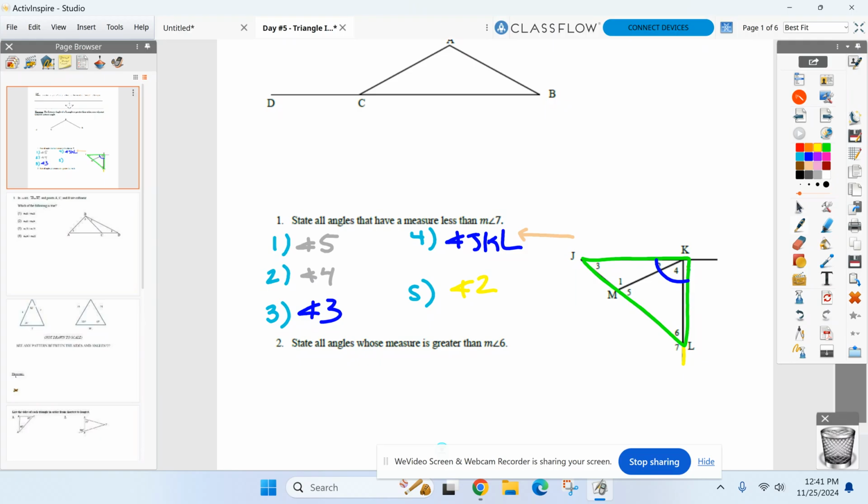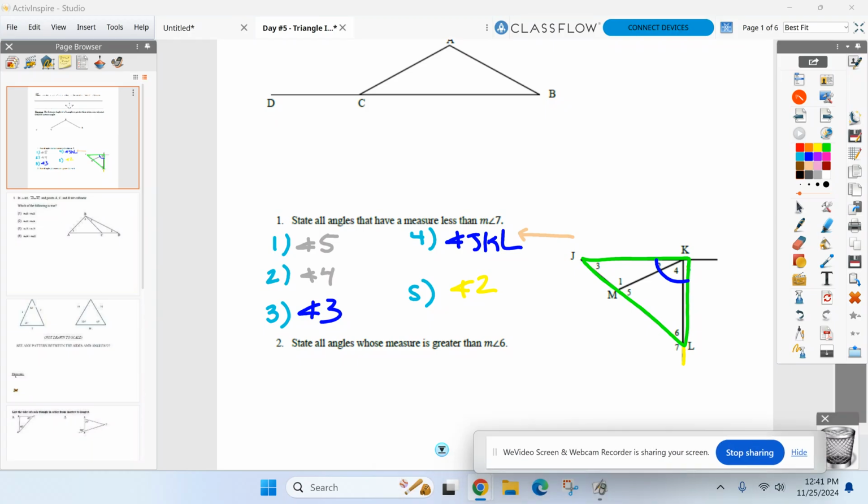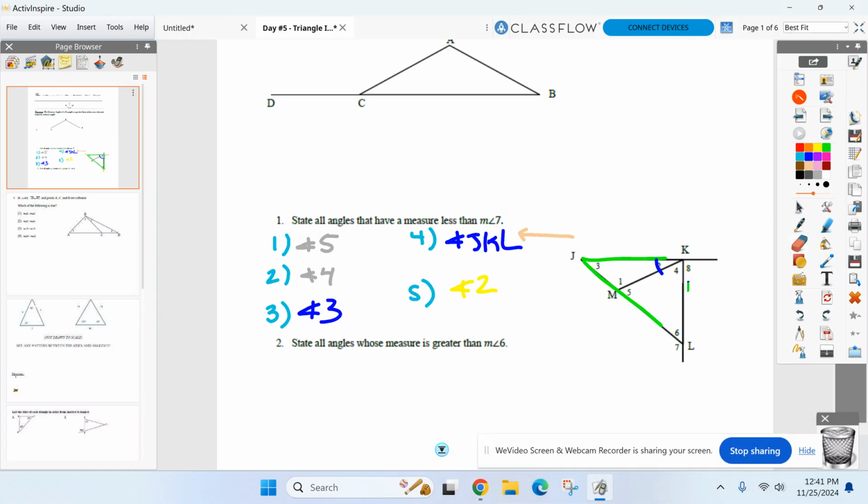All right, questions? Because you and your group are maybe going to discuss, talk, use your voices, breathe, something that shows me you're alive. To do number 2, I want all the angles in this diagram that are bigger than 6, and 7 isn't one of them. I will at least give you a hint: there's only 2 angles in this diagram that are bigger than 6. Go find them. We'll talk in a couple minutes.